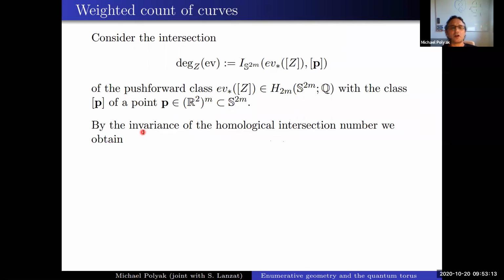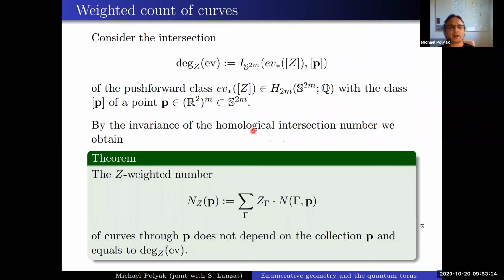And it's a feature of the homological intersection number that it does not depend on the choice of this point as long as it is generic. So this weighted number, remember that these weights were picked from the cycle, this top dimensional cycle in the homology. This number is invariant in the sense that it does not depend on the collection P.